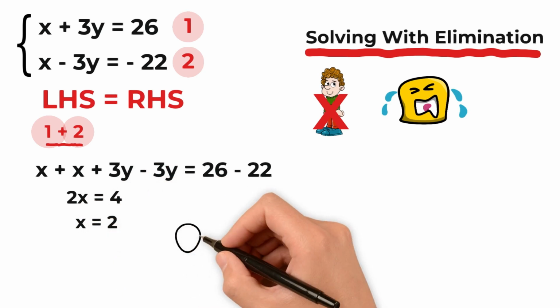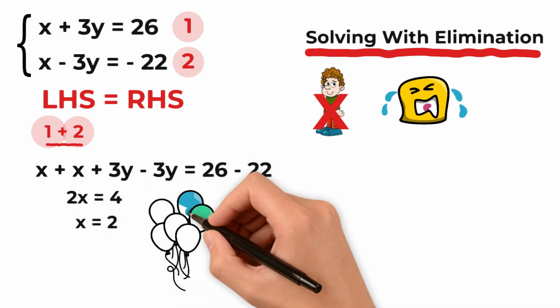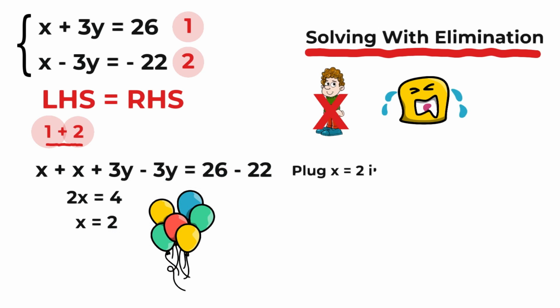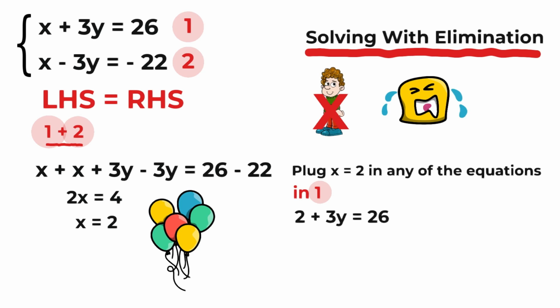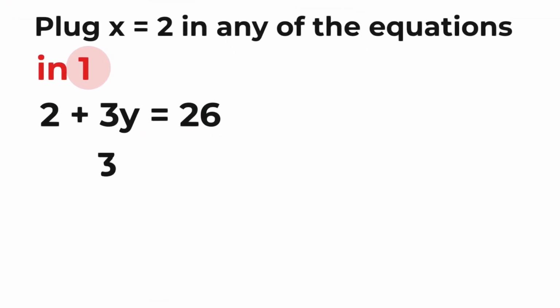Now, as you do the work, x plus x is 2x, and that's equal to 26 minus 22, which is 4. And as you divide both sides by 2, you get x equals 2. Now, if you were to plug x equal 2 in any of the equations, you'd get the final answer. So we're going to plug it in equation 1. Now, equation 1 is x plus 3y is 26. So change the x into a 2, and 2 plus 3y is equal to 26.